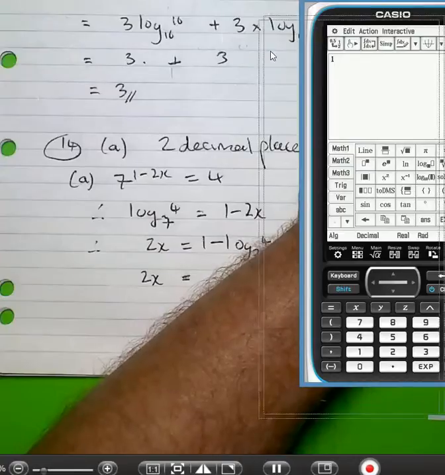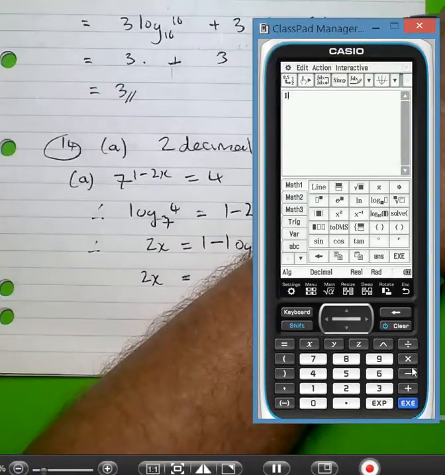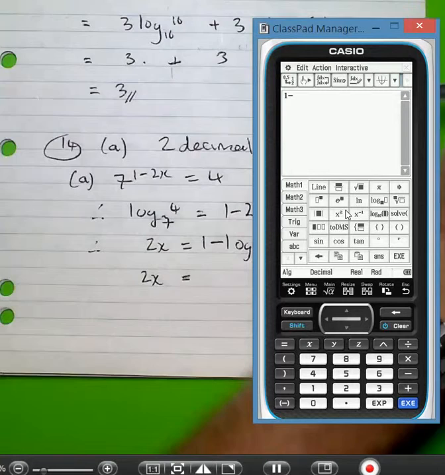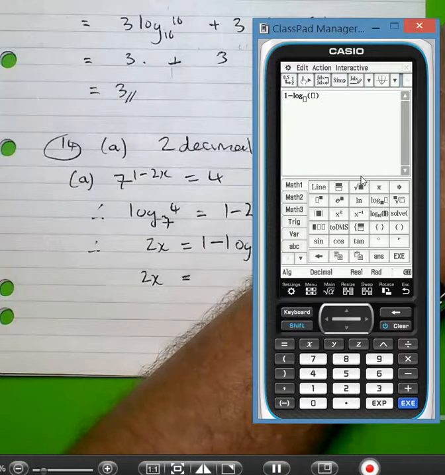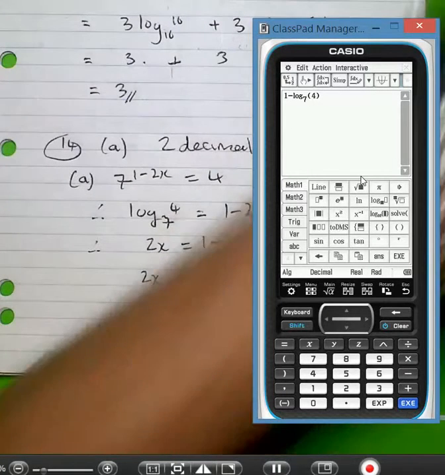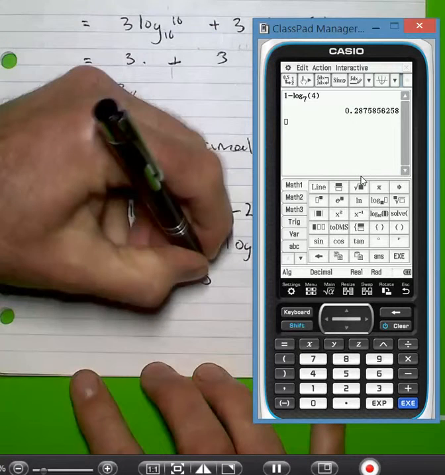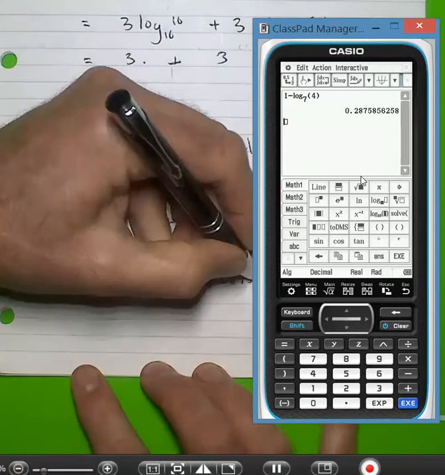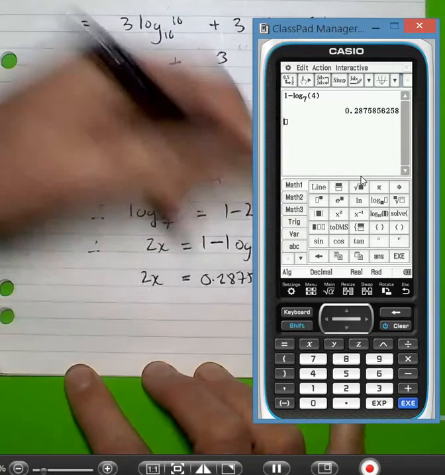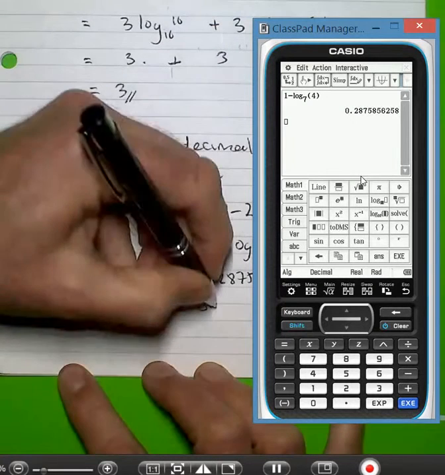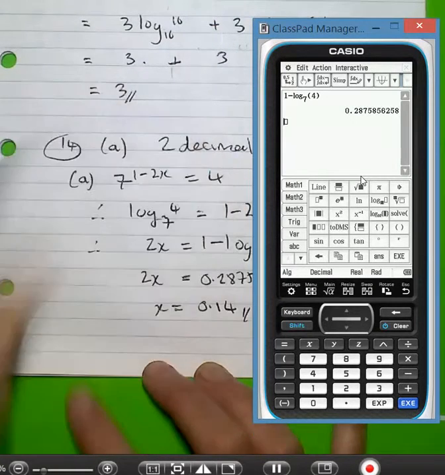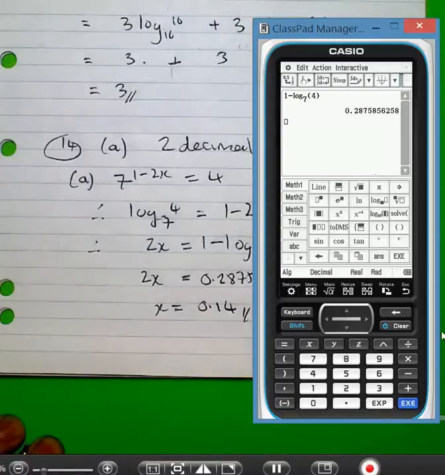move my calculator in. So 1 minus log 4 to the base 7. End up with 0.28758. So x is going to equal 0.14 to 2 decimal places when I do my division. So when you see 2 decimal places, it means we're working with decimal values. We have to use our graphics calculator in order to tackle that problem.